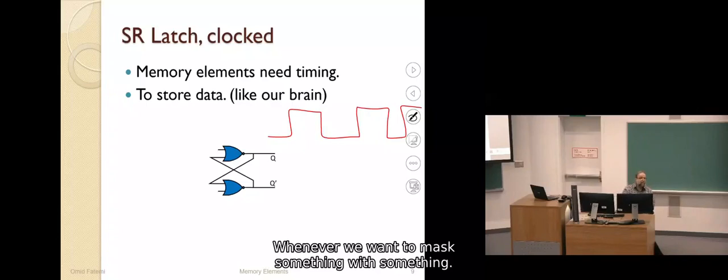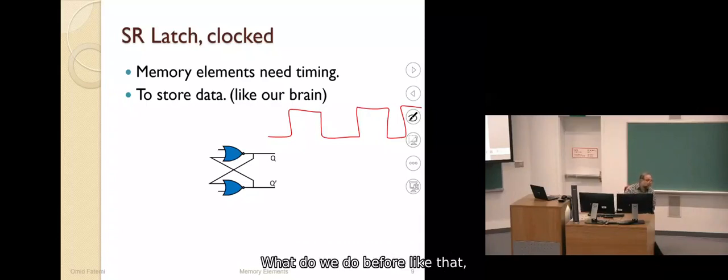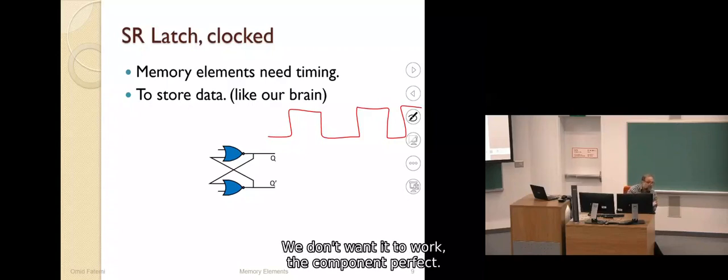Whenever we want to mask something, what do we do? We had it before with enable at the decoder. When you set the input of a component to 1, if it's like a low input, how to mask it? If clock is 1, we want it to work as it is. When the clock is 0, we don't want it to work. Could we AND it with a component? Perfect. Yes, exactly. AND is very good for masking.